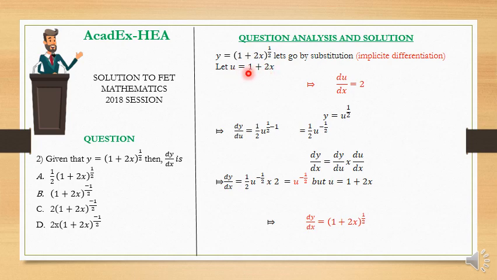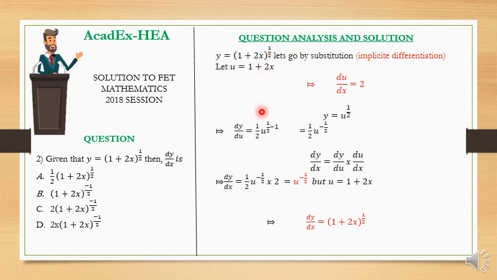And then let me differentiate u with respect to x. I will now have du dx equal to 2, because when I differentiate 1 with respect to x, 1 is a constant, I have 0. When I differentiate 2x with respect to x, I have 2. So that's why I have du dx equal to 2. Now, when I let u be 1 plus 2x, y becomes u raised to the power half.